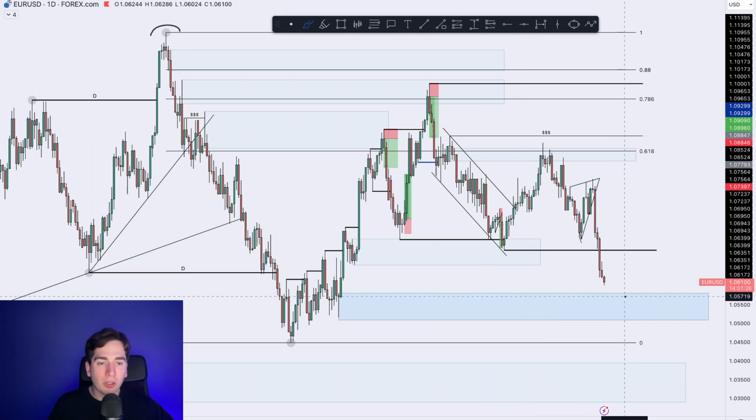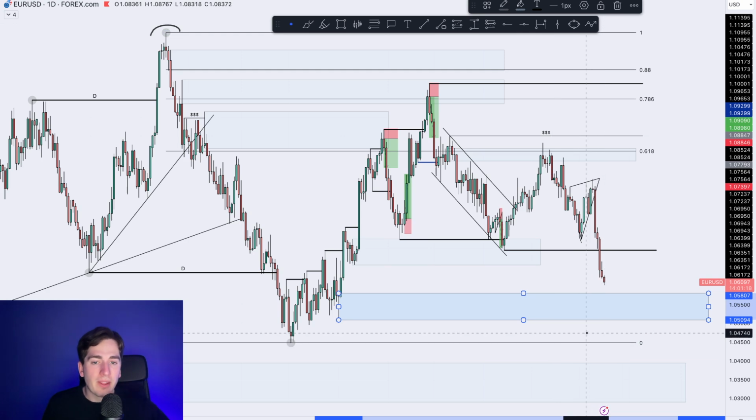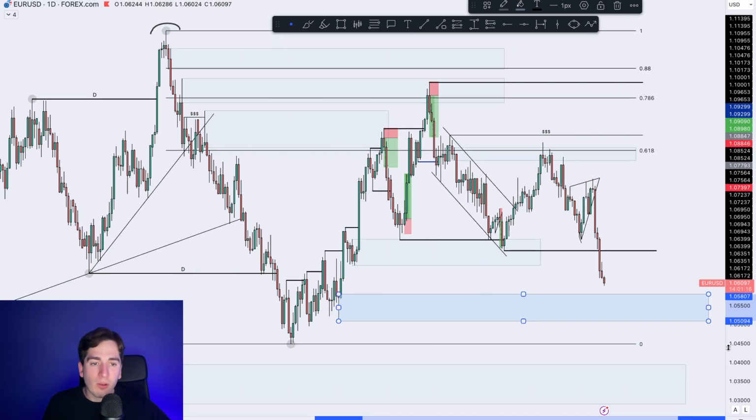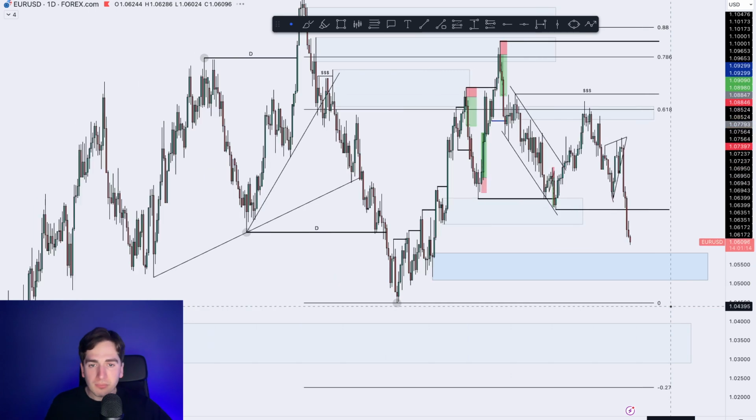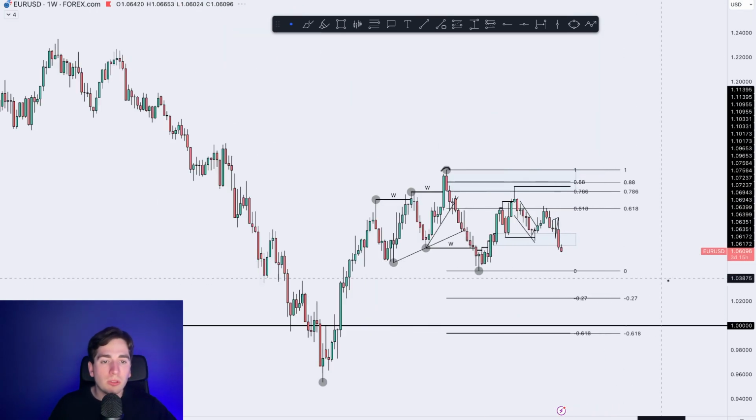Obviously, after break of structure, we expect a pullback. Pullbacks are expected from areas of demand. This is pretty much the next area of specific demand, so 1.058. That is the next area of demand that I'm currently looking at, keeping in mind that the weekly still has more room to fall.